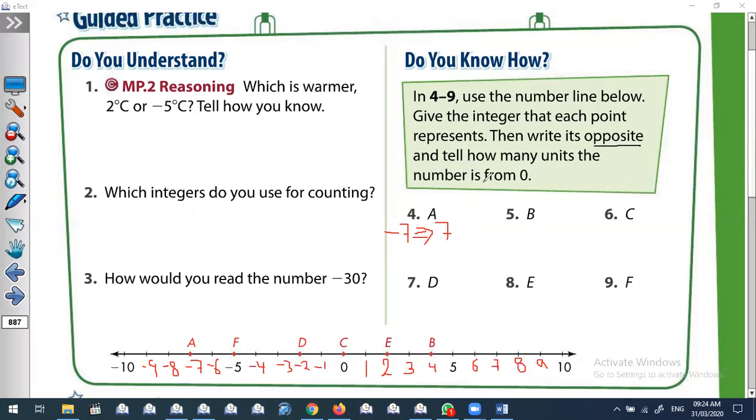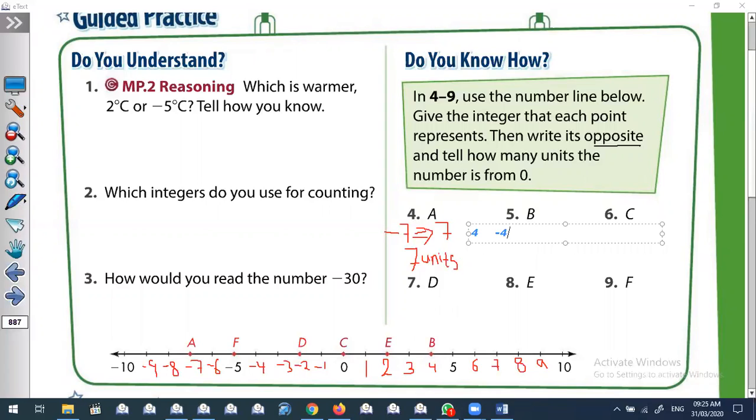And tell how many units the number is from 0. Let's count after A to reach 0. After A, 1, 2, 3, 4, 5, 6, 7. So it will be 7 units. 7 units. This is the distance. The next one, letter B. Letter B, I can use text, okay? Letter B. B is here. So B represents 4. What about its opposite? Its opposite is negative 4.